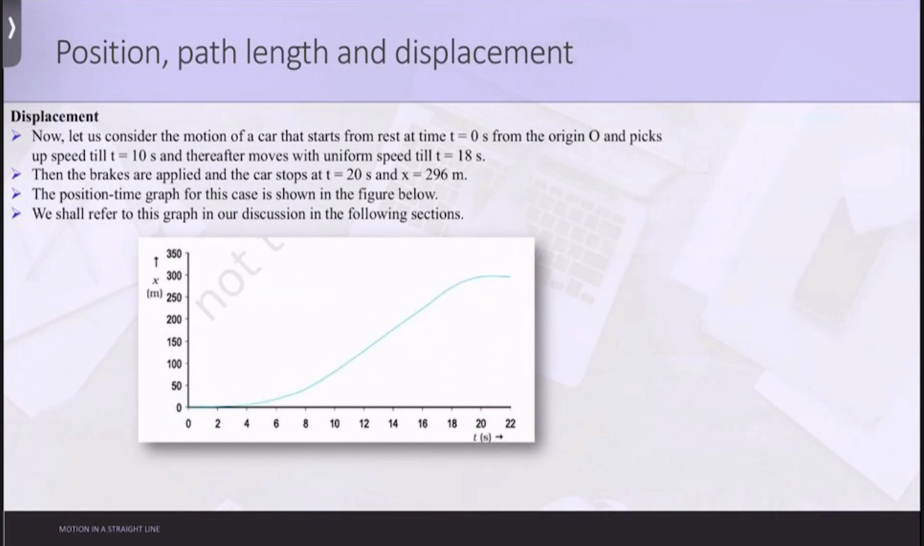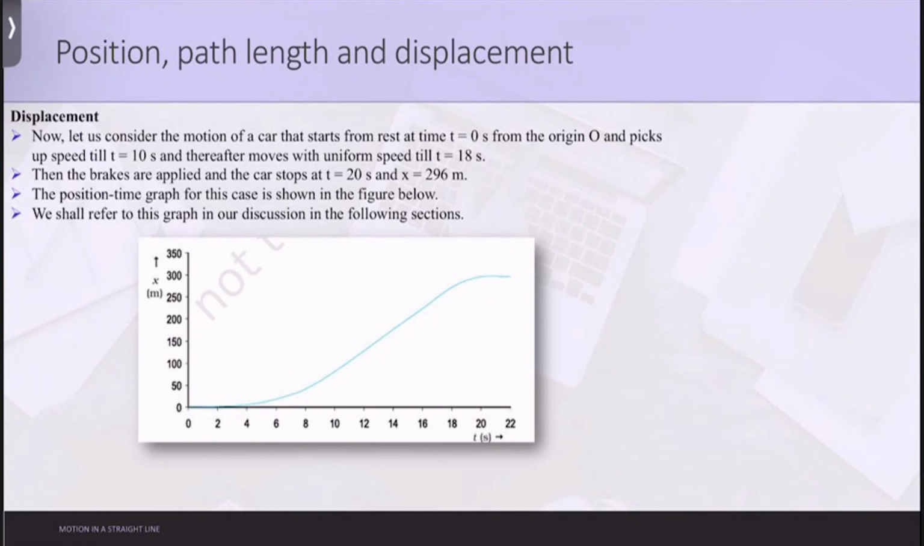So that is how you can understand the graphs. Okay, so the position time graph for this case is shown in the figure below. We shall refer to this graph in our discussion in the following sections. This graph will come up very much higher because as it is a non-linear graph, it will be easy to generalize concepts using this graph.